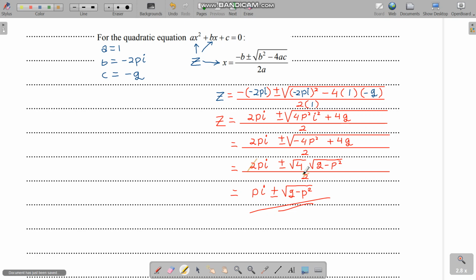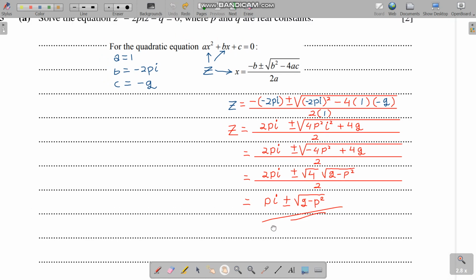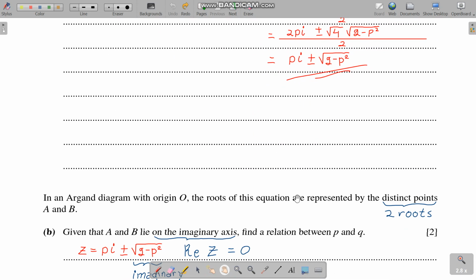2 divided by 2, we get just 1, and this is also 2 divided by 2, we get just square root of q minus p squared. So this is the solution. Now for part B.